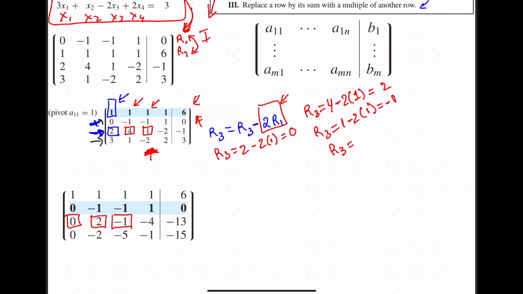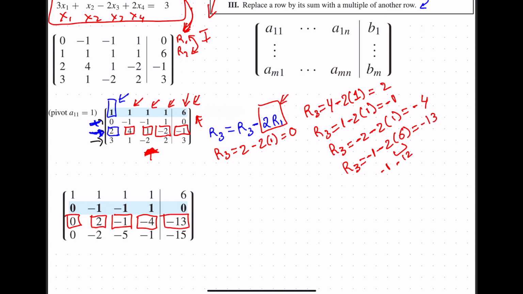R3 is equal to negative 2 here, negative 2 minus, once again the limitation here, minus 2 times 1, and we get negative 4, and here's where we get negative 4. Now the last one is here, it's negative 1, so R3 is equal to negative 1 minus 2 times the number here, which is 6, so we get 12, negative, and then there's a negative, so negative 13, and that's what we got down here.